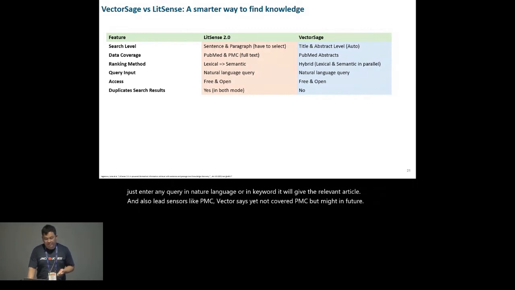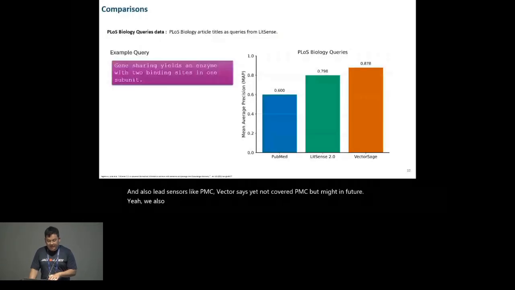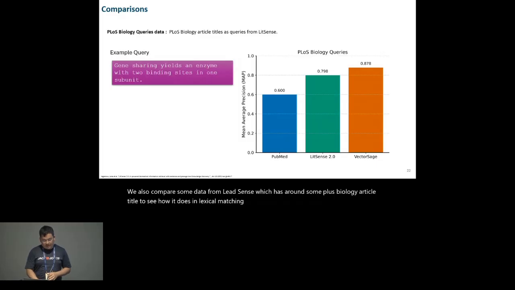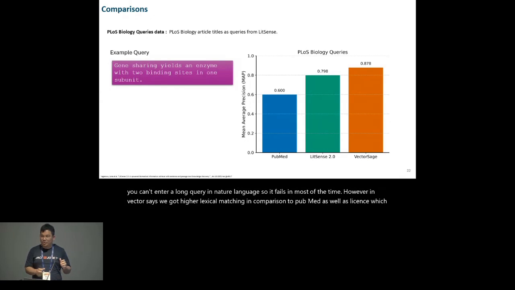Yeah, we also compared using some data from LeadSense, which has around some PLOS Biology article titles, to see how it does in lexical matching. We saw that PubMed did the worst because you can't enter a long query in natural language, so it fails most of the time. However, in VectorSage, we got higher lexical matching in comparison to PubMed as well as LeadSense, whose core is the lexical matching.